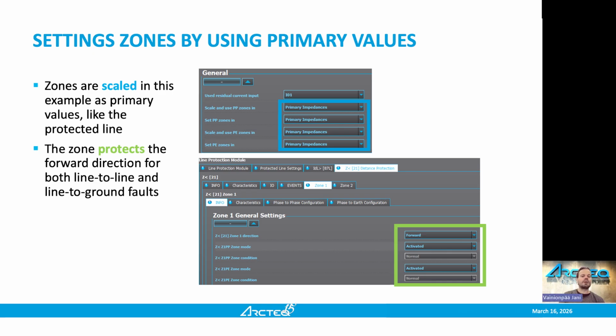The zones are now enabled here. We have enabled 2 zones like it was meant to be, and both zones are only protecting to forward direction. So both line to line and line to ground zones, we choose separately that the direction of protection is only forward in this example. But if you need to go reverse or unidirectional, you just do it here. But in our example, we do only protection to forward direction.